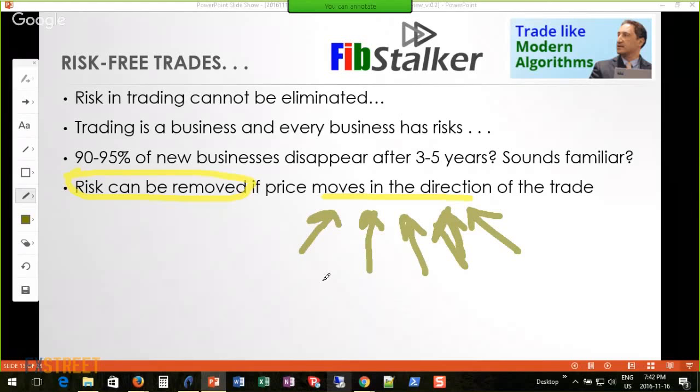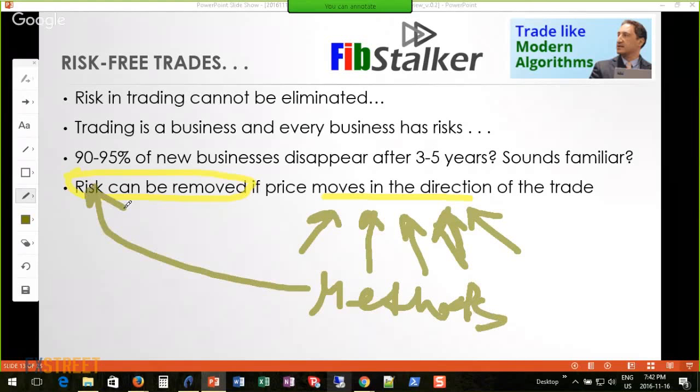So can you see how the method or system that we use to identify setups is also linked to ways we can remove risk? So if we have multiple methods, shouldn't we pick the methods that help us remove the risk as soon as possible? The answer is an obvious yes.